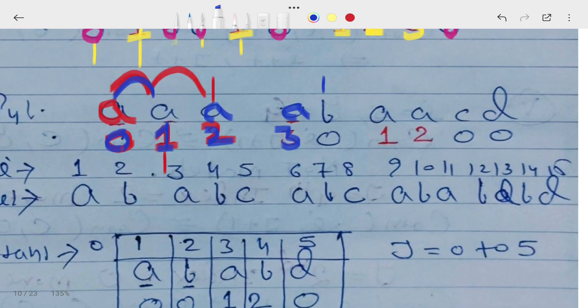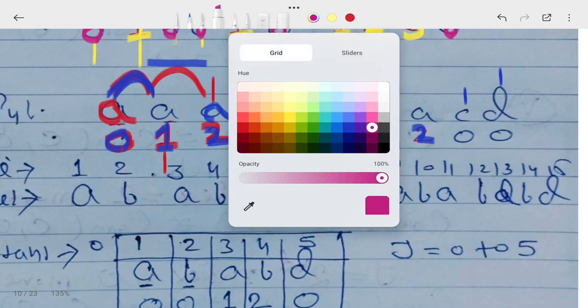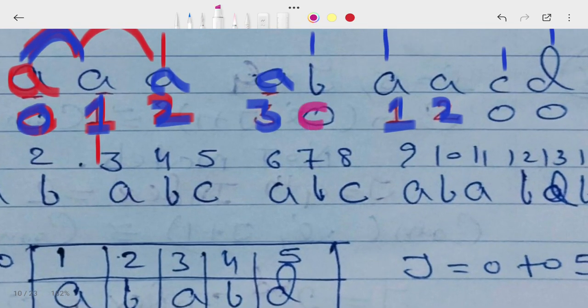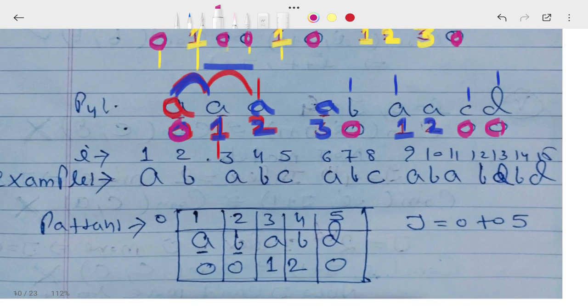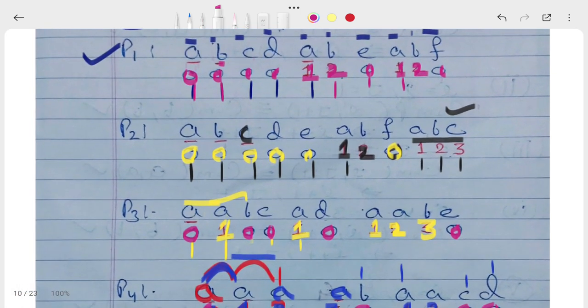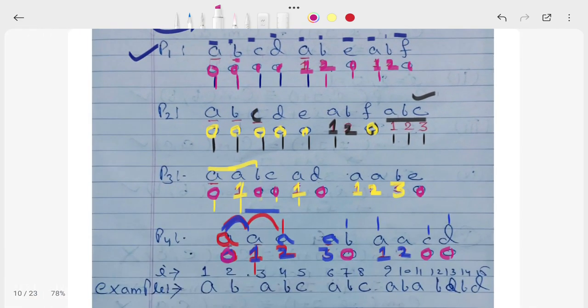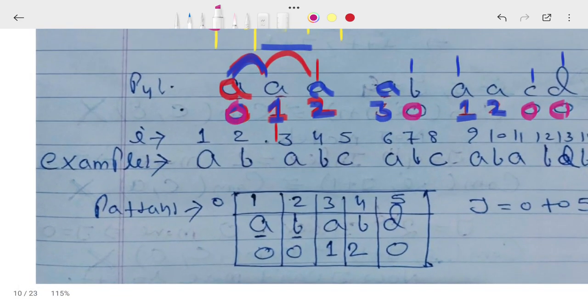Now B, there is no B. If I am starting from here, there is no B. Now again A, this A already came, so this is repeated. This is the next A repeated. C is no, there is no C, there is no D. So remaining I am writing 0. These are the remaining, they never repeated, because we start from here. So if you understand how to make this, you can easily understand this KMP algorithm.